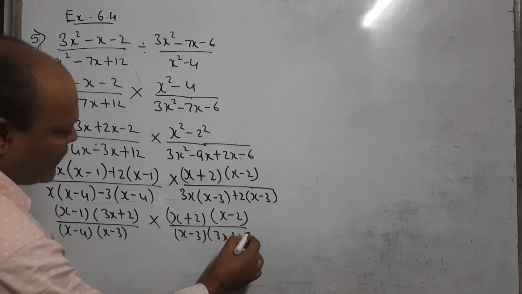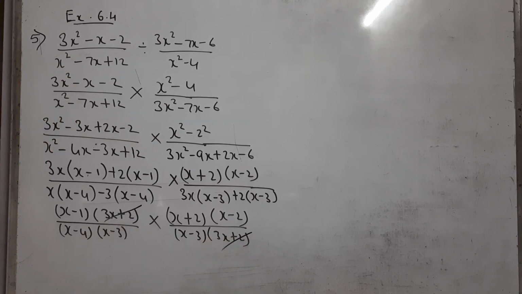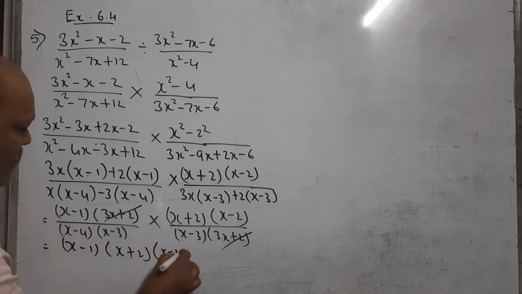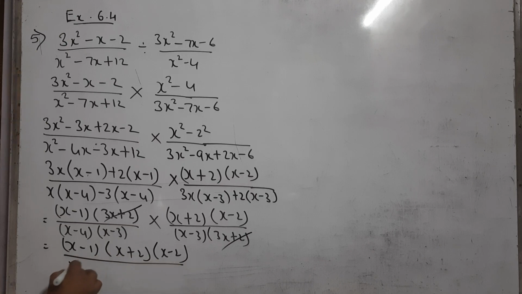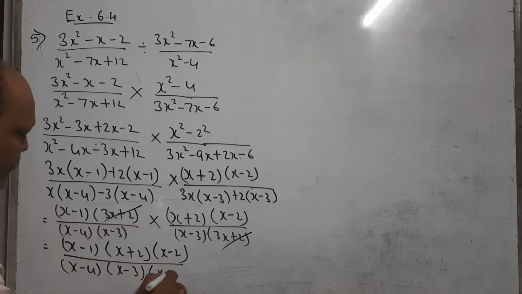Okay, here we can cancel 3x plus 2 and 3x plus 2 get cancelled. So your answer will be this. The remaining terms we cannot cancel, so we have to combine and write. That is x minus 1, x plus 2, x minus 2, and in the denominator x minus 4, x minus 3 and x minus 3. This will be your final answer. I hope all of you understood.